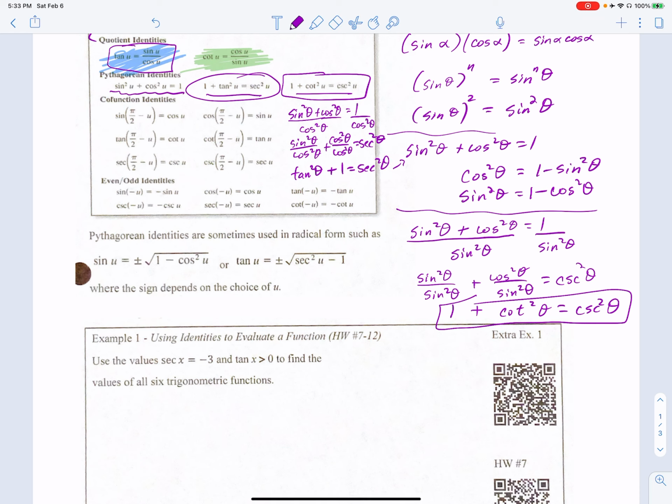Or if I switch, I get 1 plus tangent squared theta is secant squared theta. So that's this one. You can take the Pythagorean sine squared plus cosine squared equaling 1, divide by sine squared, and you get 1 plus cotangent squared theta equals cosecant squared. Or you can divide by cosine squared, and you get 1 plus tangent squared equals secant squared theta. So you can actually develop the other two Pythagorean identities from those.